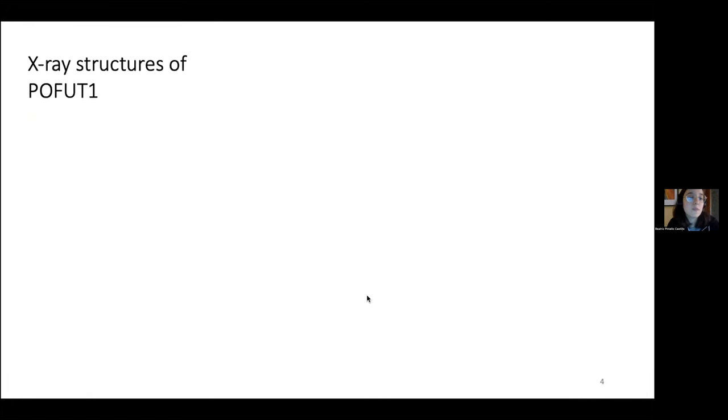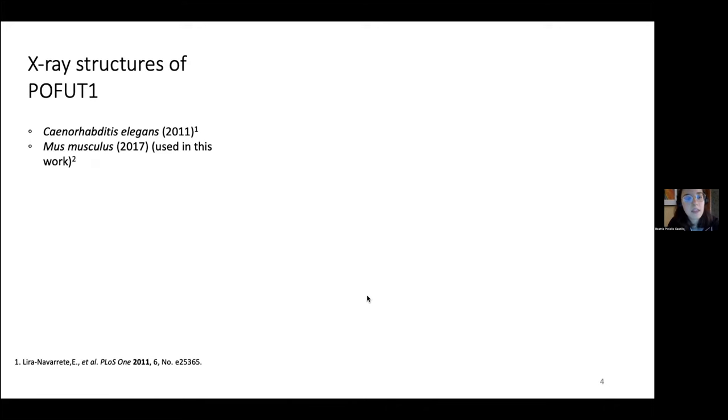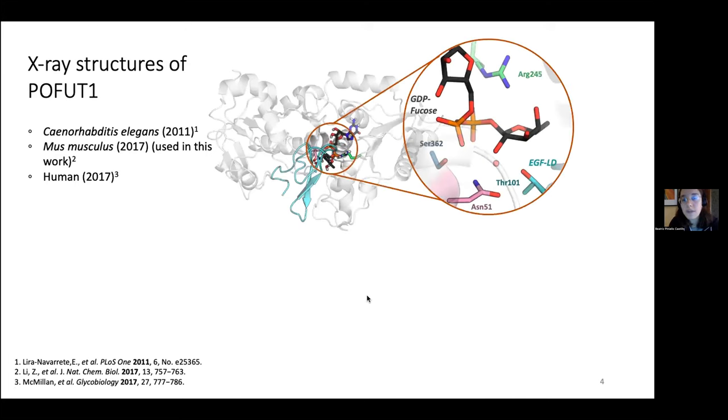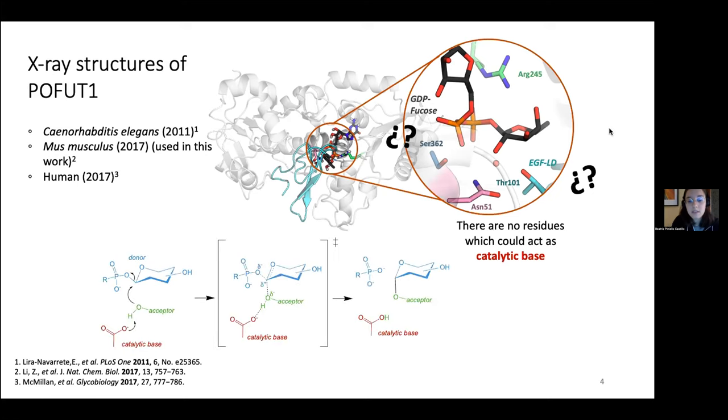Okay. In order to model the reaction of an enzyme, we need an X-ray structure of this enzyme. So the first one for POFUT1 appeared in 2011, and then there were two more in 2017. One of them used in this work. From the first X-ray structures, it was apparent that in the active site of POFUT1, which we can see here, there was something missing, which was that there were no residues that could act as a catalytic base, as I described before in this classic or canonical mechanism for glycosyltransferases.